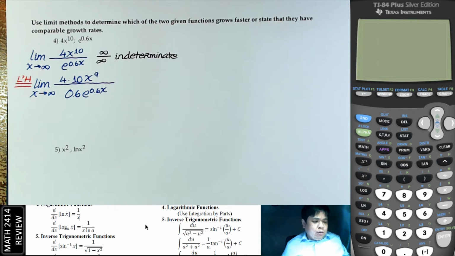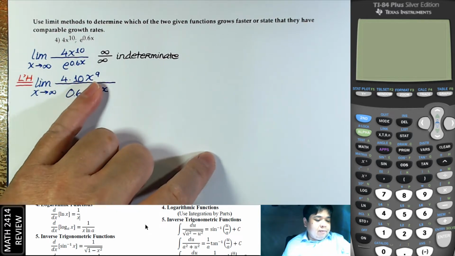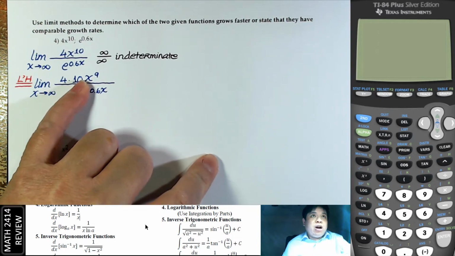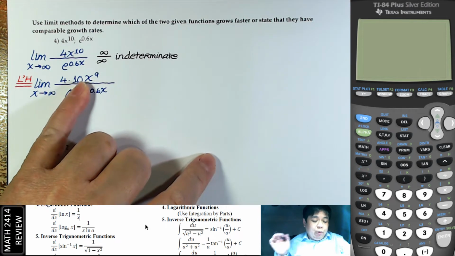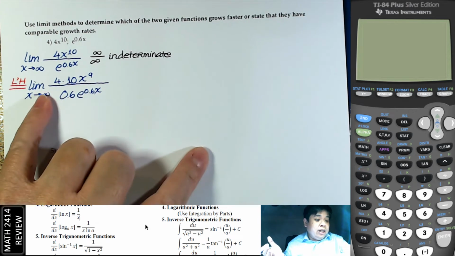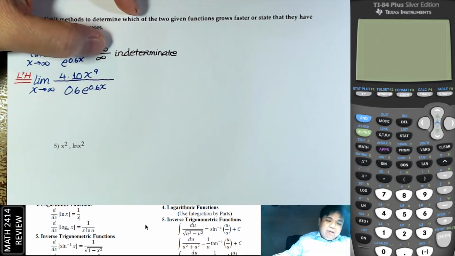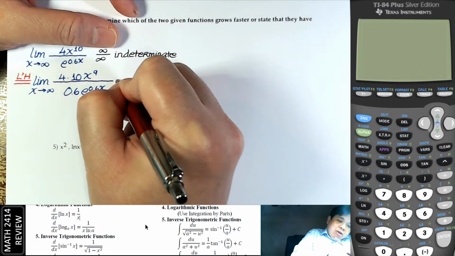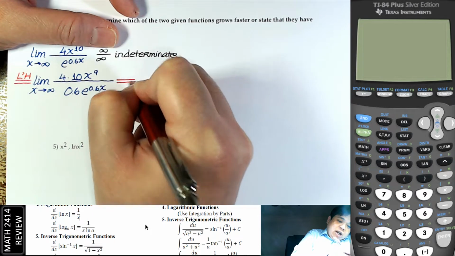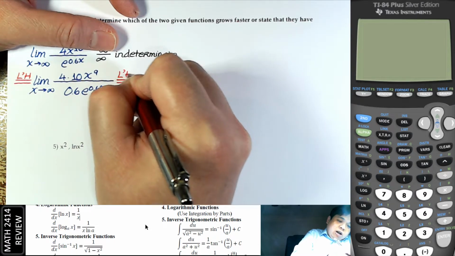Right. Now you see this. We have x to the 9. If we put in infinity, that's still infinity. If we put infinity at the bottom, that's still infinity. So we still have indeterminate of infinity over infinity. So that means we take the L'Hopital rule one more time.